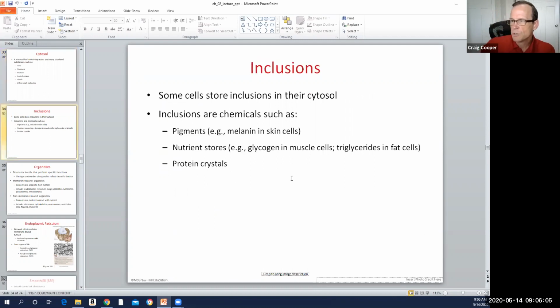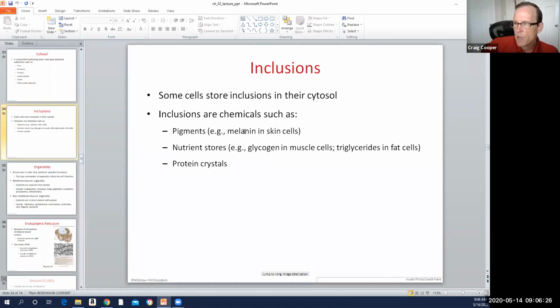Our inclusions, glycogen is the stored form of glucose, and so both our skeletal muscle and our liver can store extra sugar so that when they need to fuel muscle contraction or we need to keep our blood sugar levels up, we have the ability to do that.